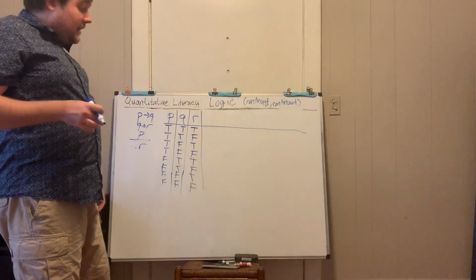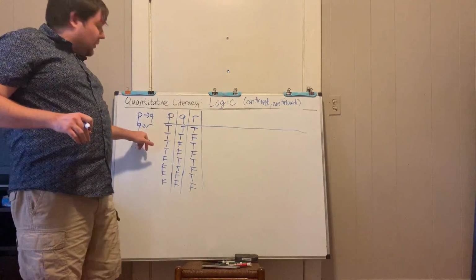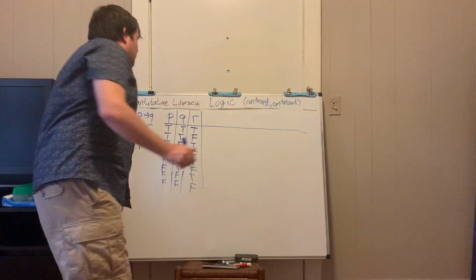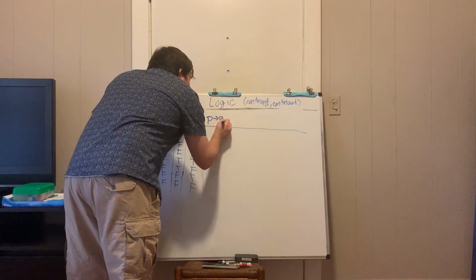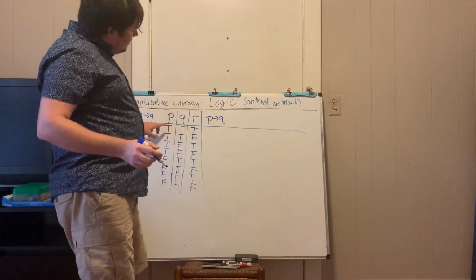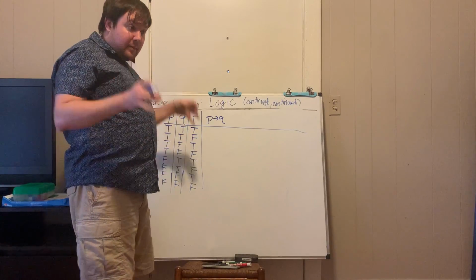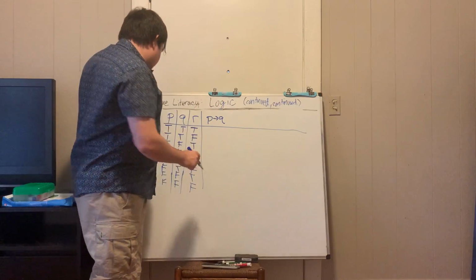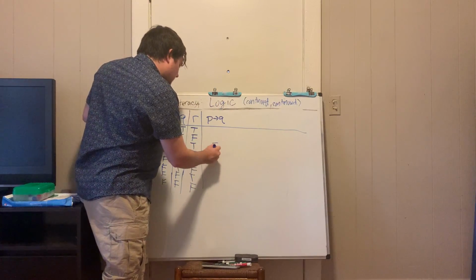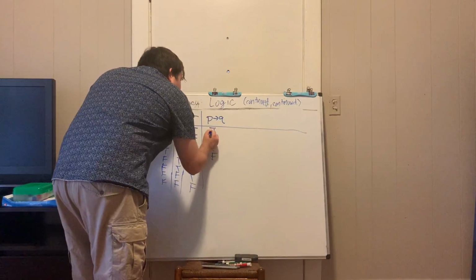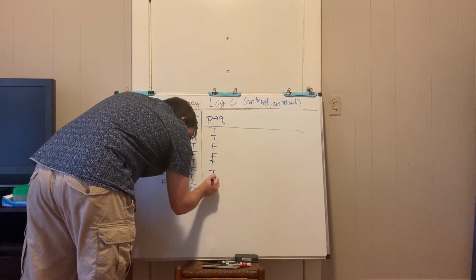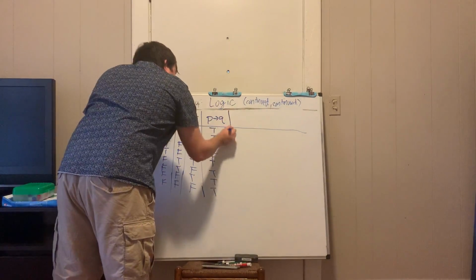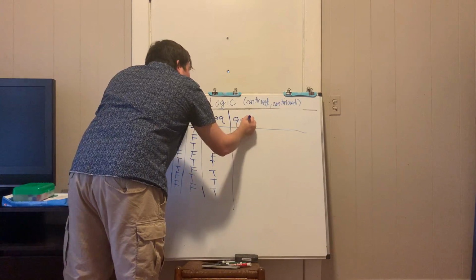And so now we need all the different pieces. We already have P and R. That's a good start. We just need P implies Q and Q implies R. So P implies Q. Remember, the only case where P implies Q is false is if P is true and Q is false. So our third row is false, our fourth row is false, and everything else is true, either by actually being true or by being vacuously true. And then we've got Q implies R.